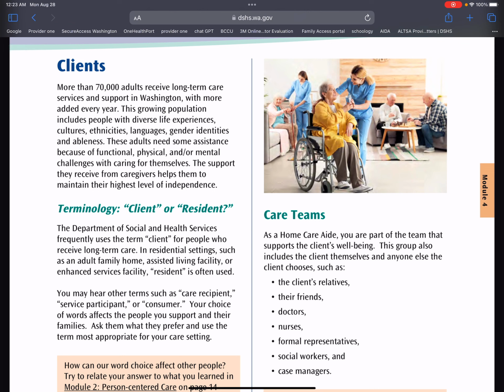So when we are working in this kind of setting as a home care aide, we are part of the team that supports the client's well-being. The group also includes the client themselves and anyone else the client chooses, such as the client's relatives, their friends, doctors, nurses, legal representatives, social workers, case managers, and more.